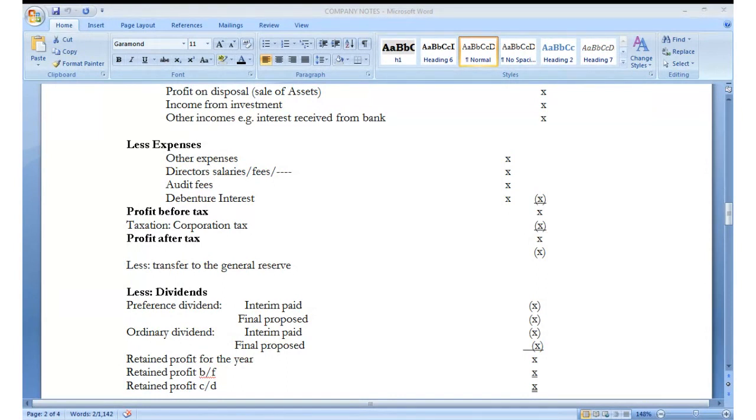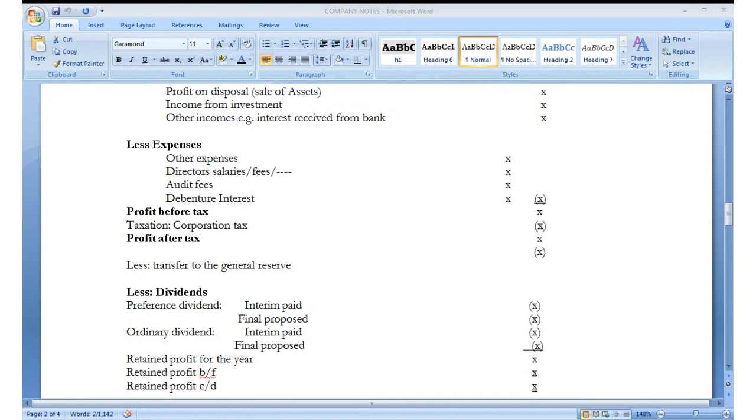So for the dividends, I've said that dividends are the returns that are given by the company to shareholders. And in our discussion, you can have two types of shares, preference shares and ordinary shares. So we can have dividends given to preference shares, referred to as preference dividend. Now the dividends given to ordinary shares is referred to as ordinary dividends.